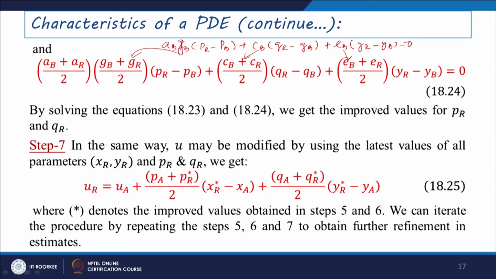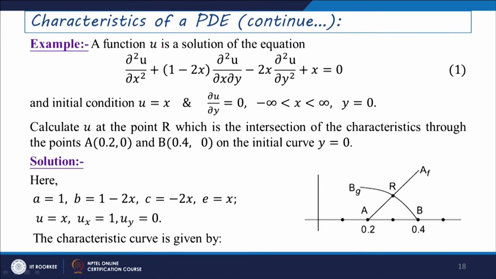We can iterate this procedure by repeating steps 5, 6 and 7 to get further refinement of these values. So, based on this, if we go for a practical example, we can visualize clearly how the characteristics and the point of intersection can be obtained.